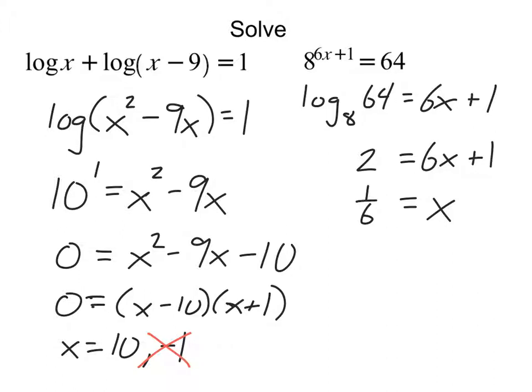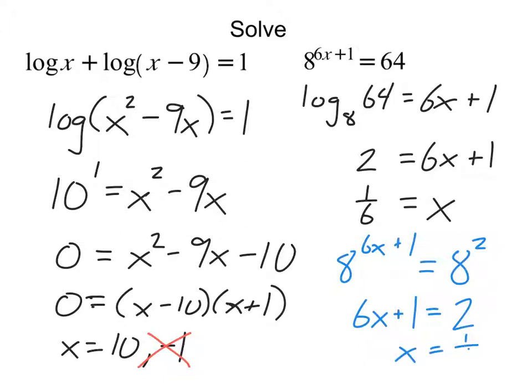Now, I said there's also another way, the instinctual approach. You might have recognized, hey, I can rewrite both of these as a base 8 exponential, because that 64 is 8 squared. So I could start by writing it like that, because if I do that, then I can just say, hey, the bases are the same, so in order for them to be equal, the exponents have to be the same. And solve it through the same way. Either way, x equals 1/6.